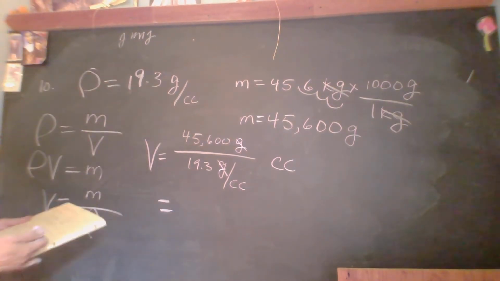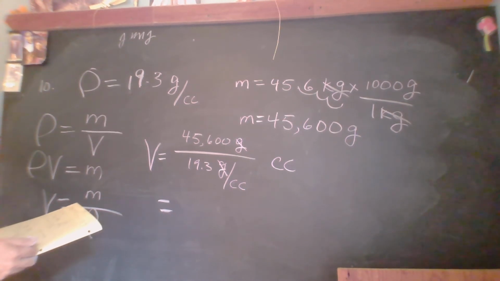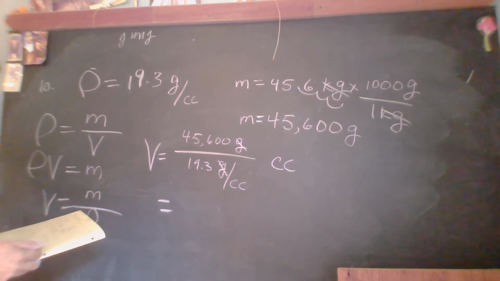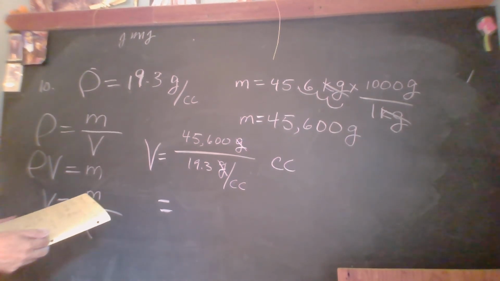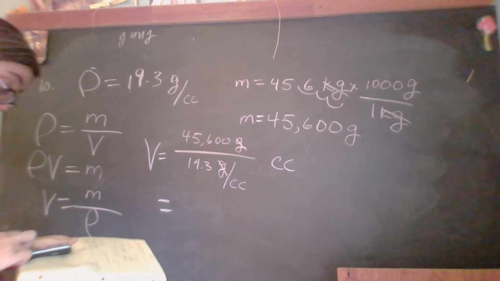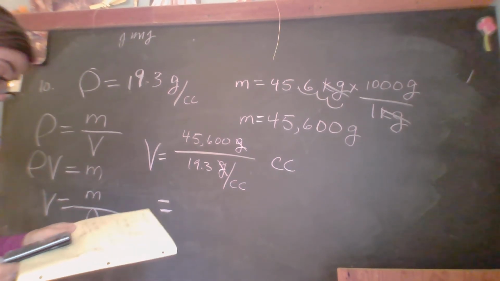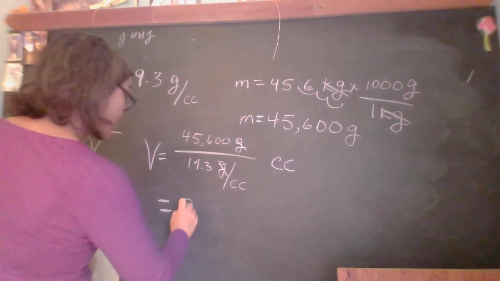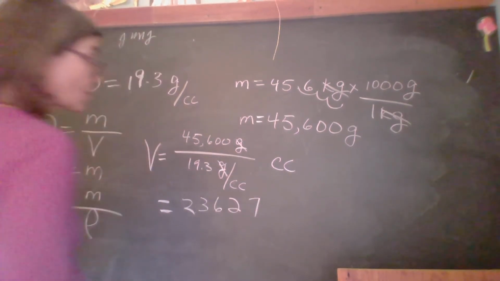It's obviously going to be somewhere around 200 something. 2,000. No, I don't think so. 362 plus change. No, I think you did that wrong. It's 45,600 divided by 19.3. Sorry, just checking. Oh, okay, it is. Sorry. All right, so 2,362.7, something like that, right? Yeah. Okay.